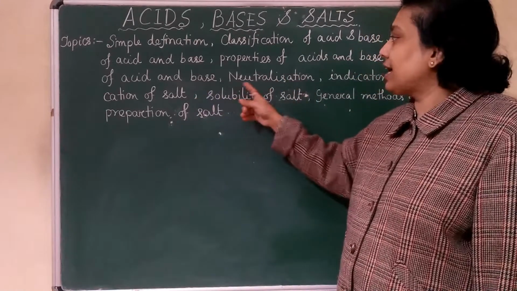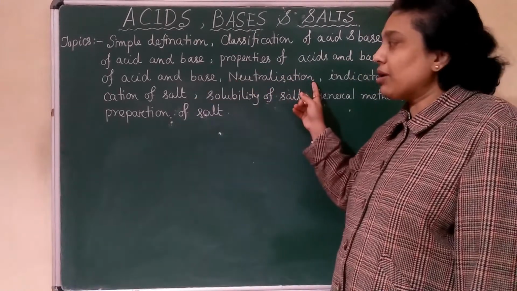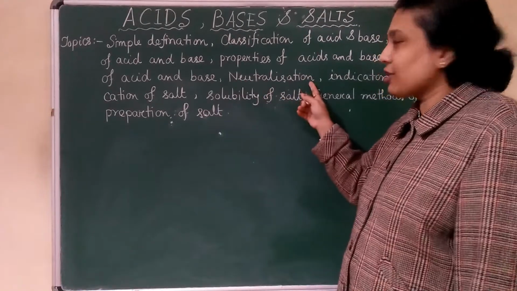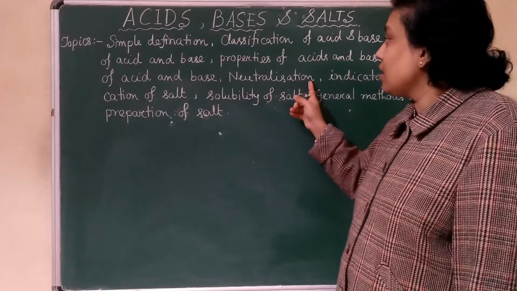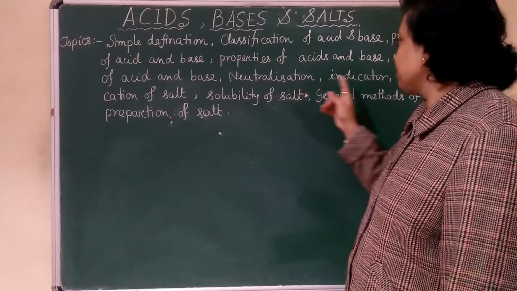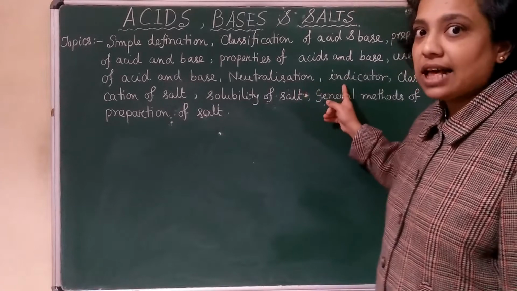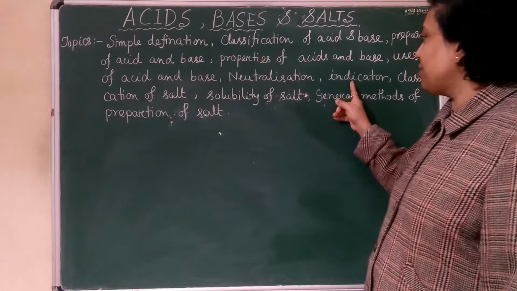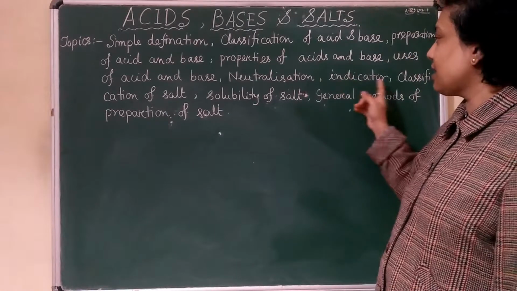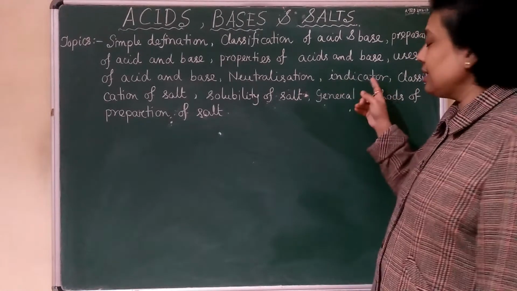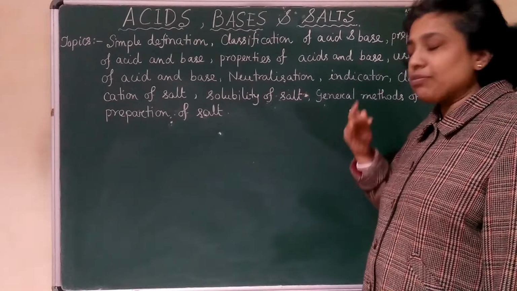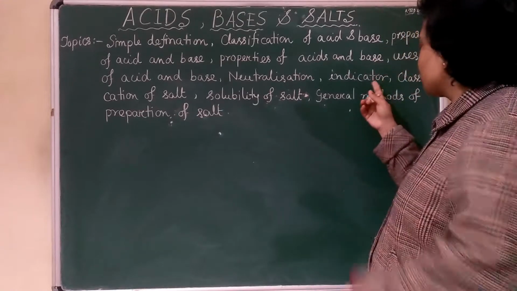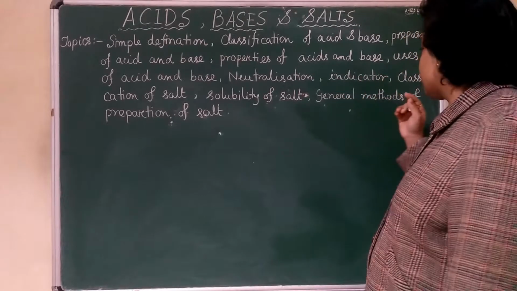Next one is neutralization reaction. From here our salt topics are going to start. In neutralization reaction there is a formation of salt. Then whether a given substance is acid or base will be checked by an indicator. What is the meaning of indicator? There are many types of indicator: natural indicator, universal indicator. How the color changes, that we will discuss.